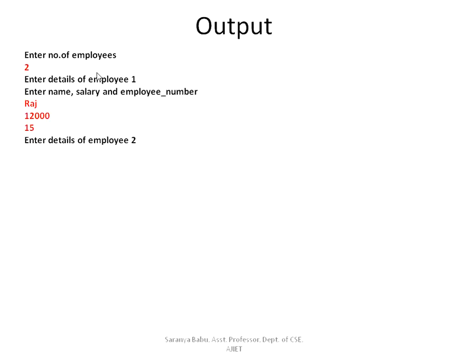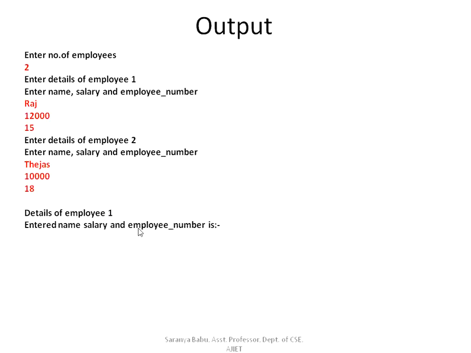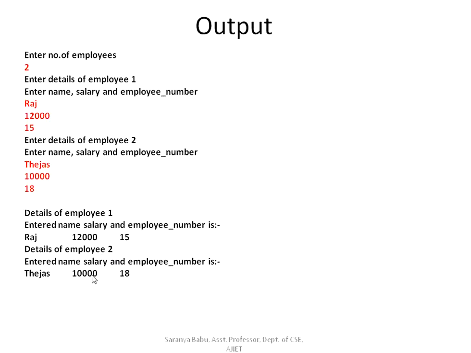Then when you press enter, it will give enter details of employee 2. Why employee 2? Because I have given 2 employees. Same way, enter name, salary and employee number. This is what runs inside the for loop for reading the values in scanf. Now I have given Tejas, 10,000, employee number 18. Now it prints the details. Details of employee 1, entered name, salary and employee number is Raj 12,015. Details of employee 2 is Tejas 10,018. So this is how you are going to get the output.